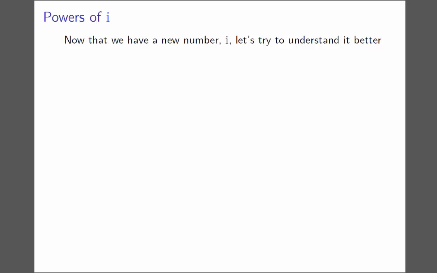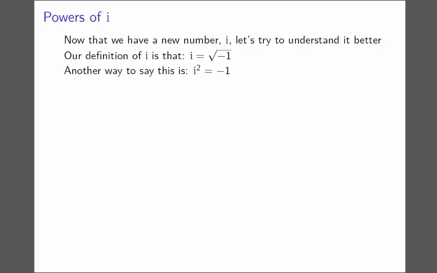Now that we have a new number i, let's try to understand it better. Our definition of i is that i equals the square root of -1. Or another way to say this is i squared equals -1. We'll put this below because what we want to ask next is what about other powers of i?